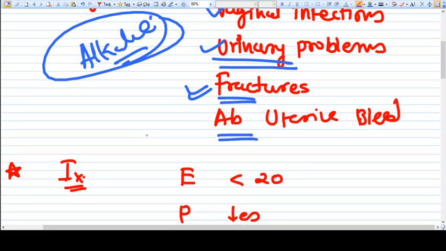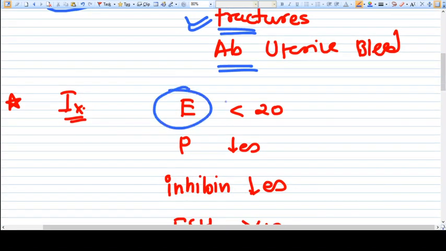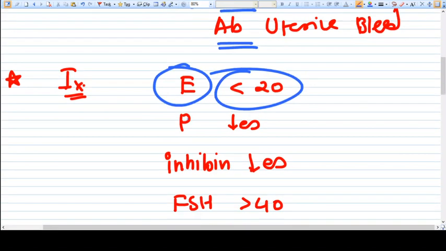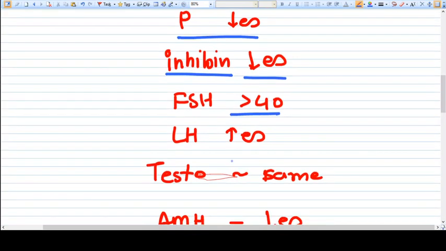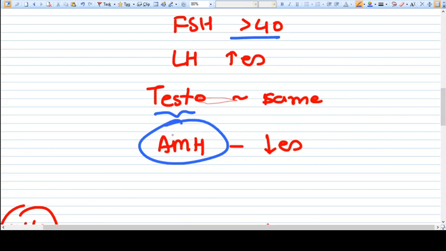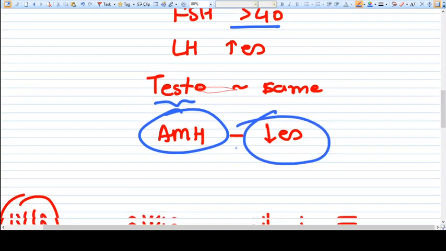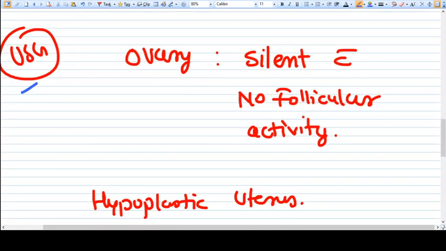If we investigate this kind of cases, we find that the estrogen level goes below 20 picogram per ml, and progesterone also goes down, inhibin also goes down, FSH increases, LH increases, testosterone remains almost the same. One thing is AMH, that is anti-Mullerian hormone. AMH is a marker of ovarian reserve. It also decreases.